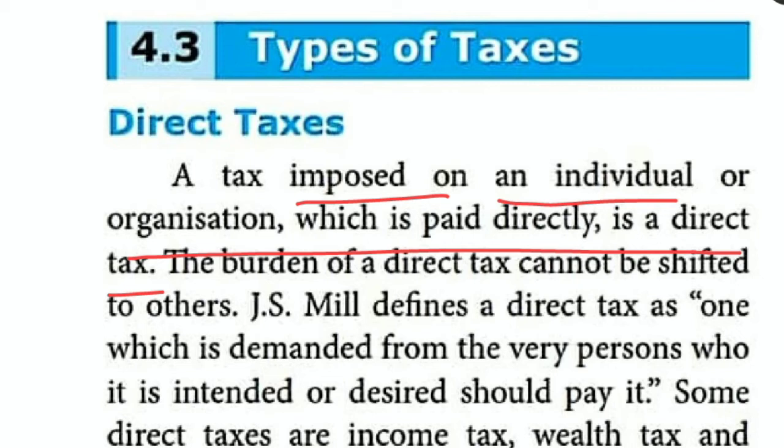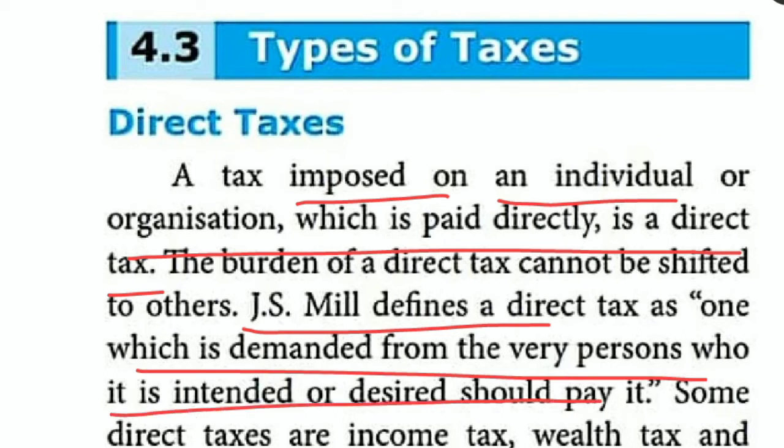Okay. Then here one definition is given, children, by J.S. Mill. How is he defining the direct tax? Here the situation you can read, children. Here I am telling the meaning. The person to whom the government has levied the taxes, that particular taxpayer only has to pay the taxes. He cannot shift the burden to others. So that is the meaning.